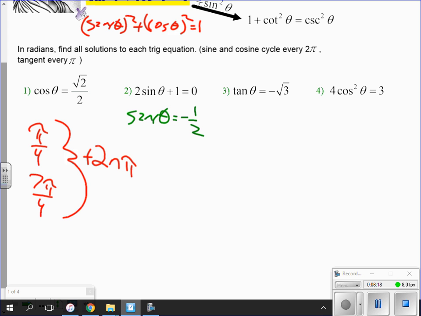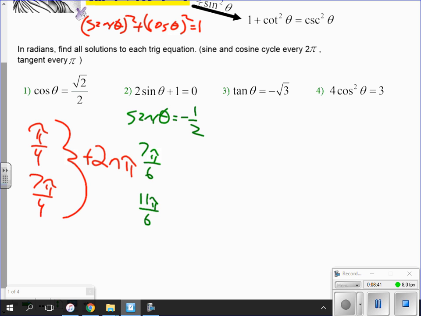So where do I have, on your unit circle, the sine of theta equal to -1/2? 7 pi over 6, not 7 pi 6. 7 pi over 6 and 11 pi over 6. So those are the two within the unit circle.